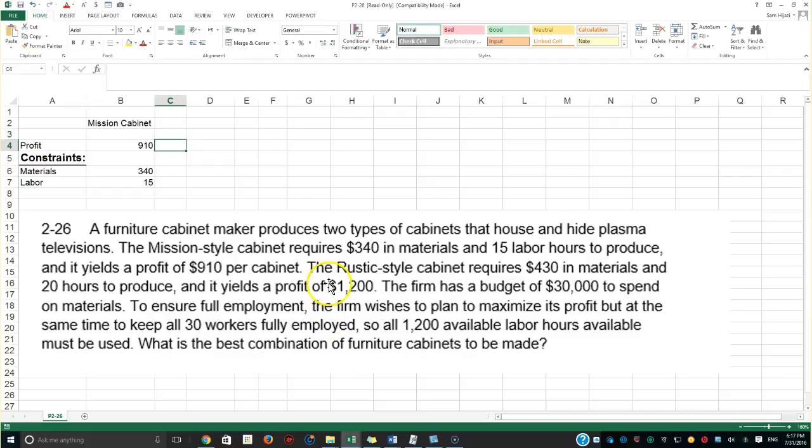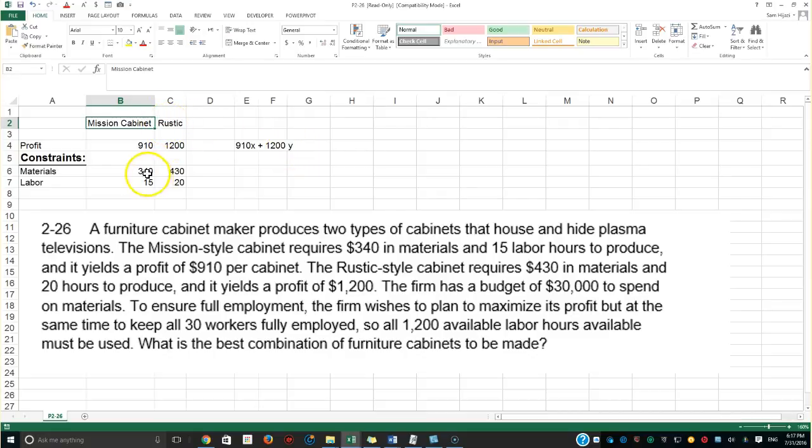The other style is called the rustic style, and now we're going to be dealing with that. It requires $440 in materials, and 20 hours to produce, versus 15 hours for the mission cabinets. The coefficient of the profits for this type of cabinet is $1,200. I'm sorry, it's 1,200. And this is similar to the 900x plus 1,200y function. x is going to be the mission cabinet, and y is going to be the rustic cabinet in this case.